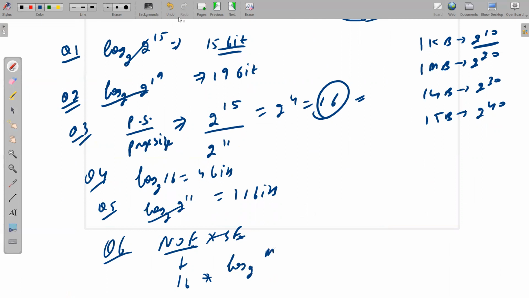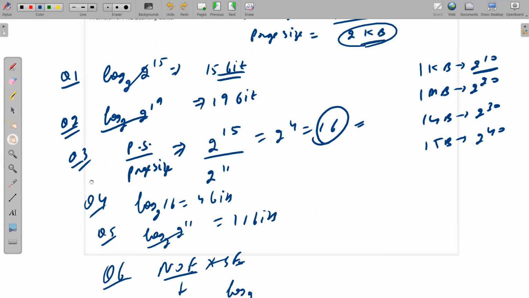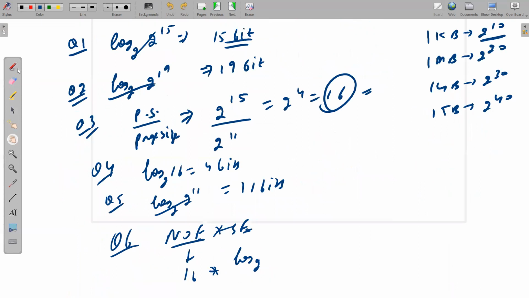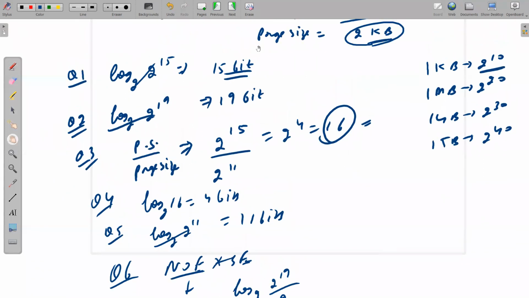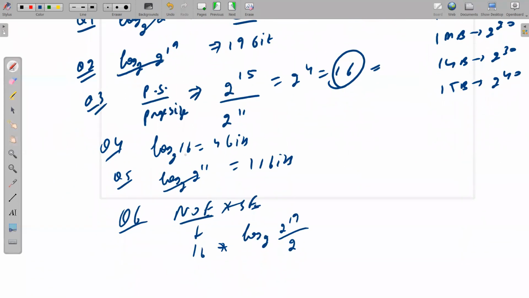Main memory size. Main memory size is 512 KB. So 2 power 19 divided by page size or frame size. One and the same thing. Page size or frame size is 2 KB, so 2 power 11. So it comes out to be 16 multiplied by 8. Okay, so the answer will be 8. So 16 into 8 is our answer. I think you have got it, right? Log base 2 and 2 got cancelled. We will get 8. So 16 into 8.